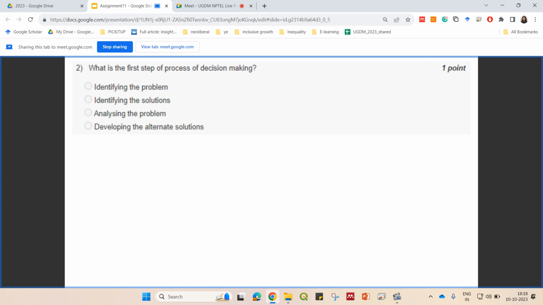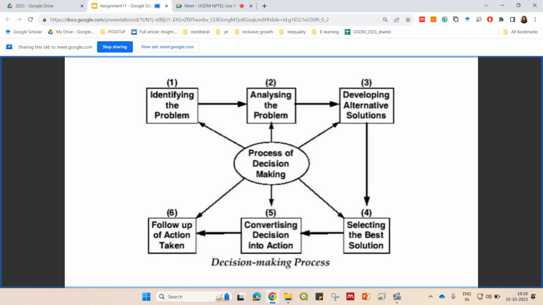Same, you can't identify the solution before you have analyzed the problem. Again, problem analysis only comes after you have identified the problem. And the same for developing alternate solutions, that will only come when you have identified what the solutions are. So from the options it is clearly visible which is the first step. But again, you can consult this figure that you would have studied in your lectures. This figure depicts the different steps of a decision making process. You can see here the first step is identifying the problem.